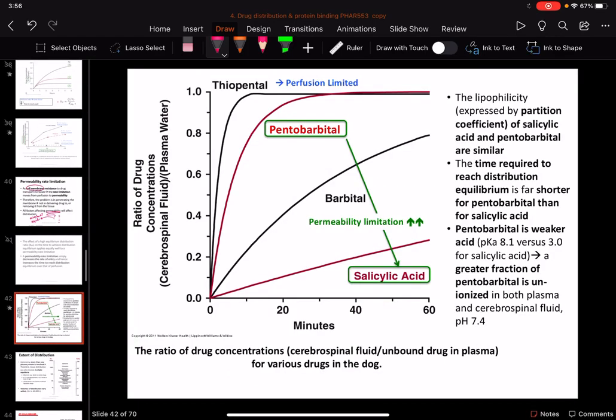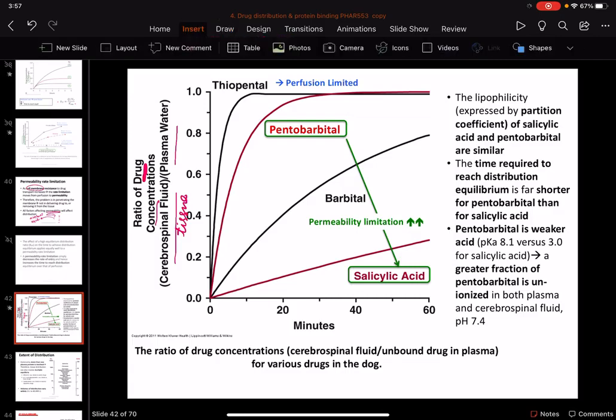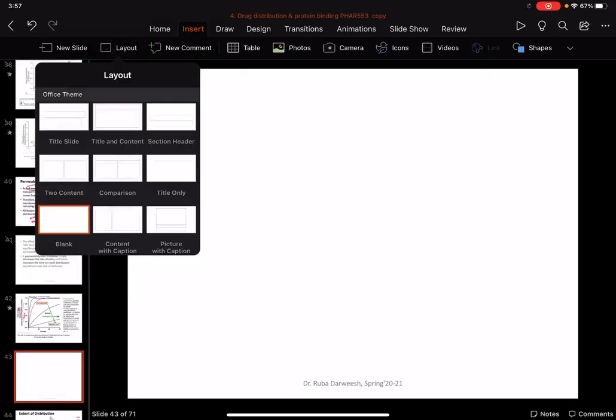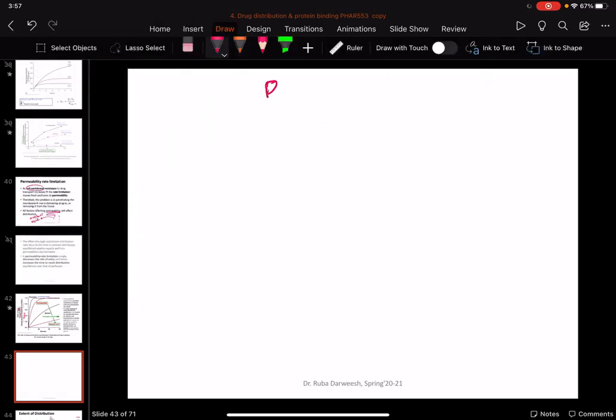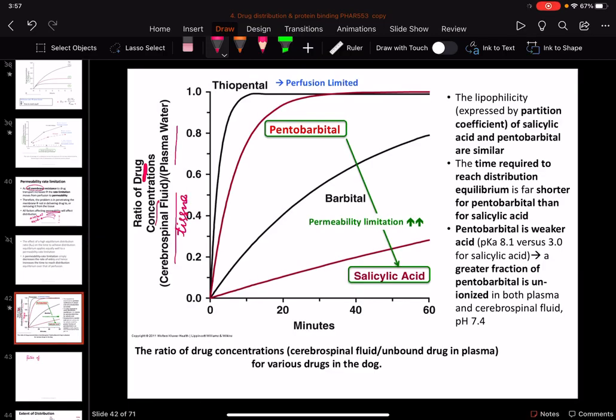In this case we have the ratio. Let's focus here a little bit on the y-axis. We have the ratio of the drug concentration in the cerebrospinal fluid over plasma, so tissue over plasma. Let me talk about this ratio in a minute. Again, it's a ratio of the drug concentration in tissues over plasma.